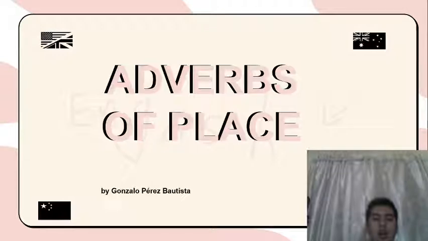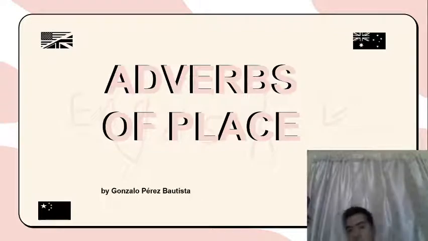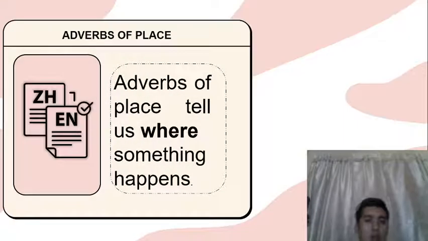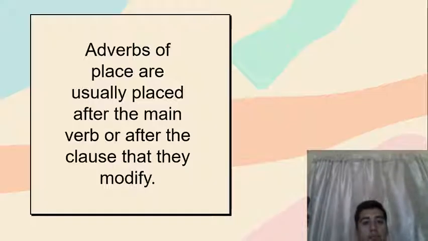Adverbs of place. What are adverbs of place? They are just another kind of adverb that describes position or location. Adverbs of place tell us where something happens. They are usually placed after the main verb or after the clause that they modify. What is a clause? A clause is basically a sentence.